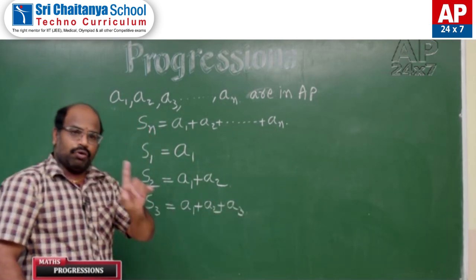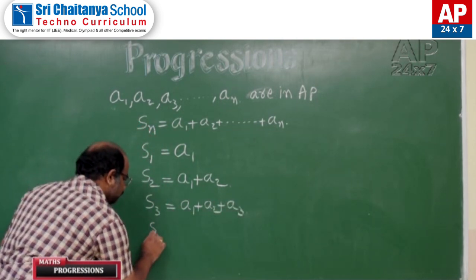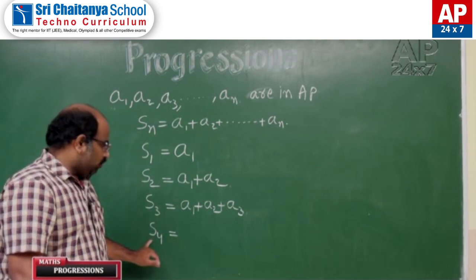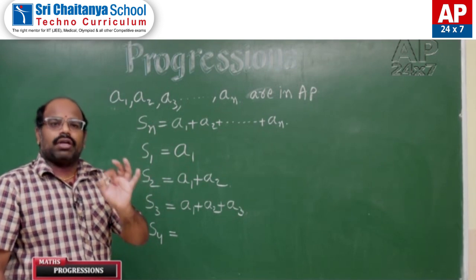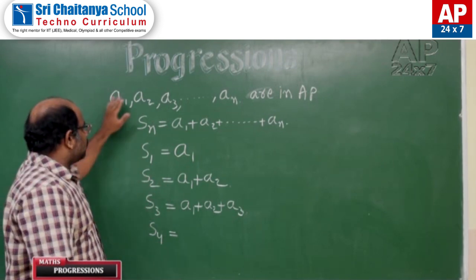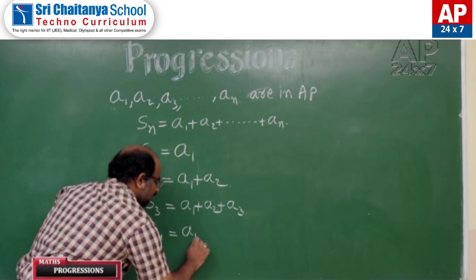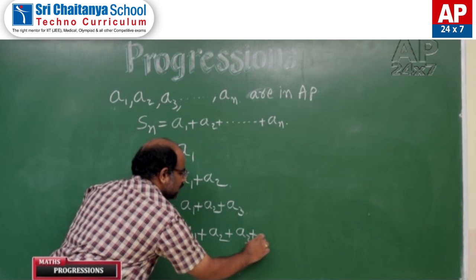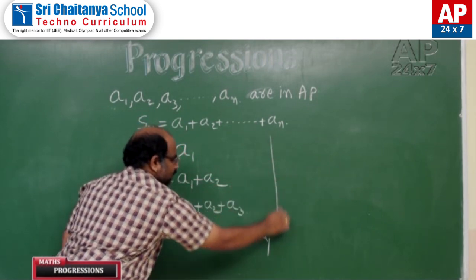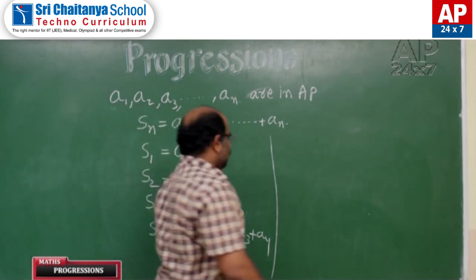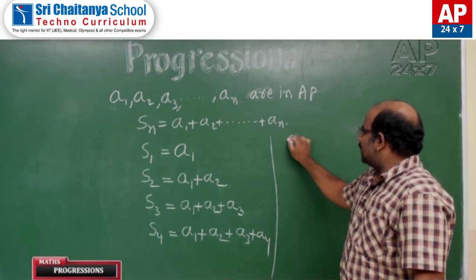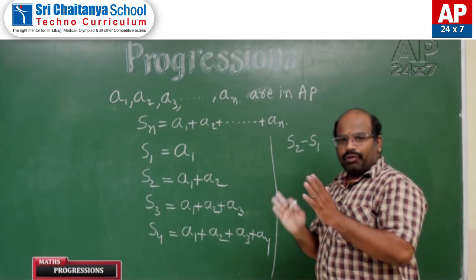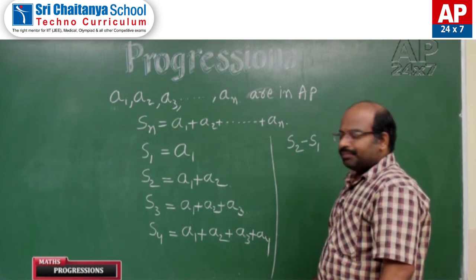Let me write one more value, S4. What is S4? First of all, we have to recall the meaning. S4 means the sum of the first four terms of an AP. What are the first four terms of the given AP? A1 plus A2 plus A3 plus A4. Nice. Now, let us calculate this value, S2 minus S1. Finally, we will see what the resultant is.